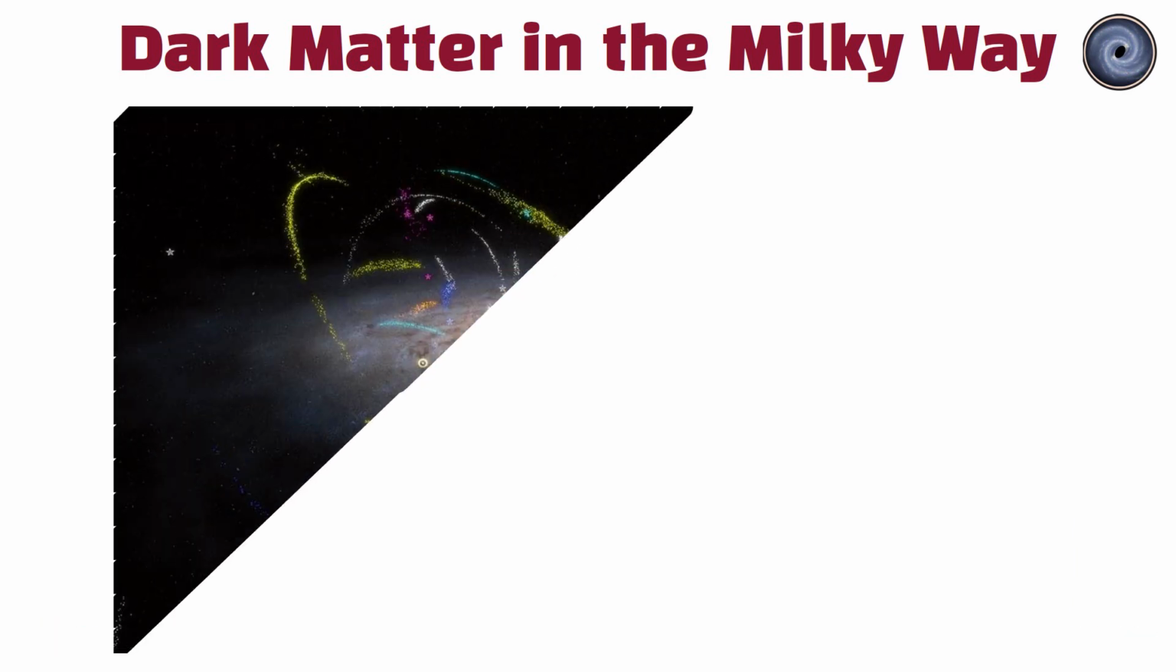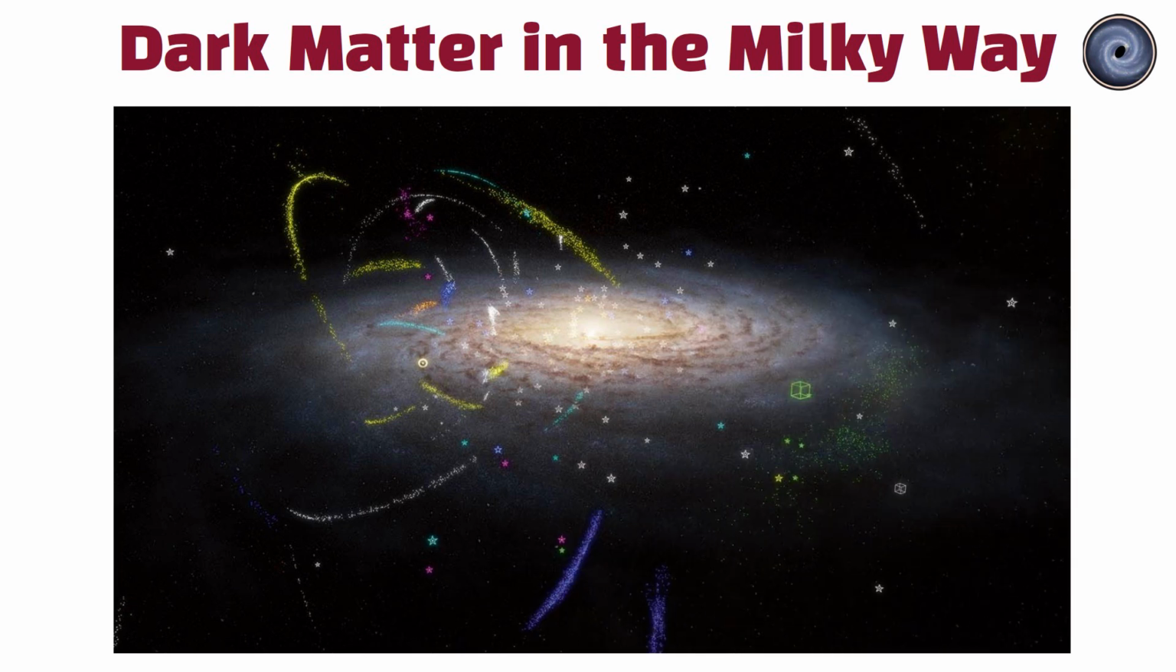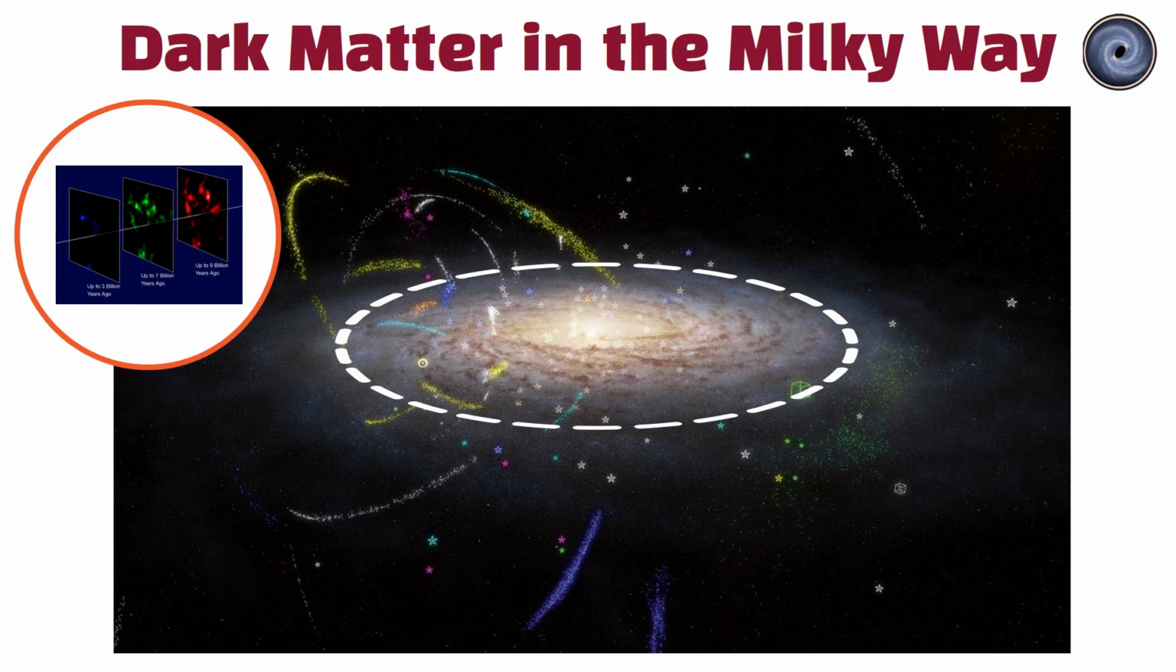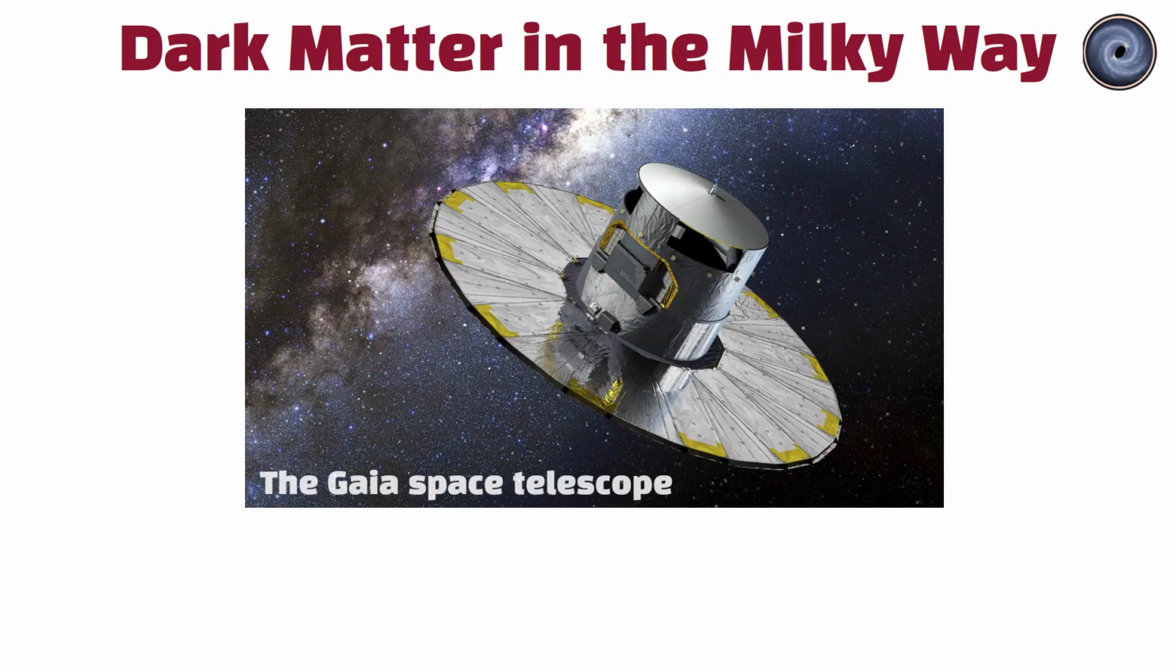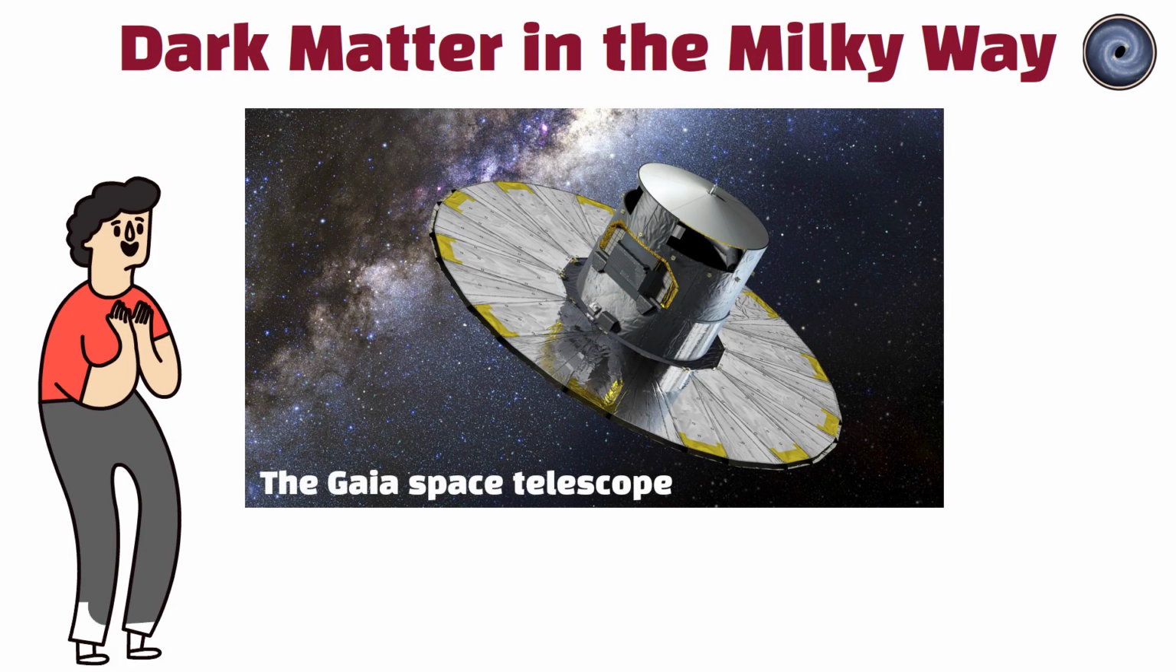Studying stellar streams, remnants of smaller galaxies consumed by the Milky Way, helps map our galaxy's dark matter distribution. These streams are stretched and distorted by the halo's gravity, revealing its shape and density. The Gaia Space Telescope is revolutionizing our understanding of the Milky Way structure.